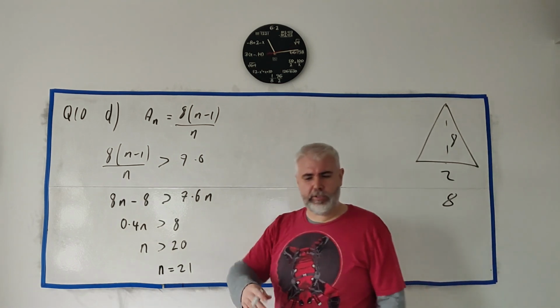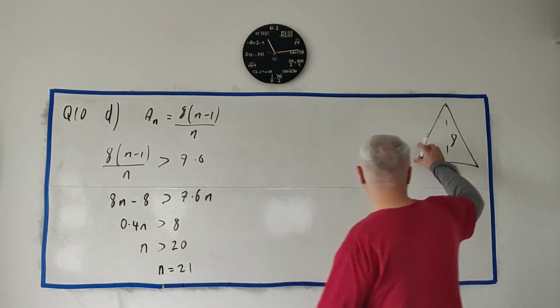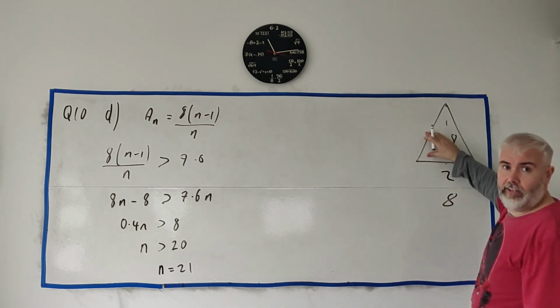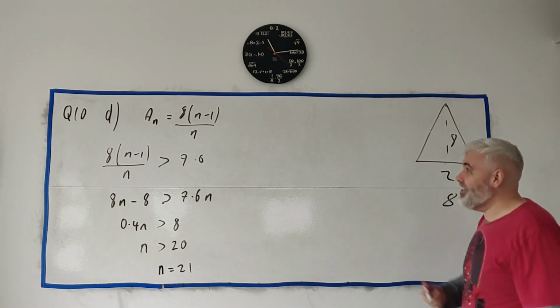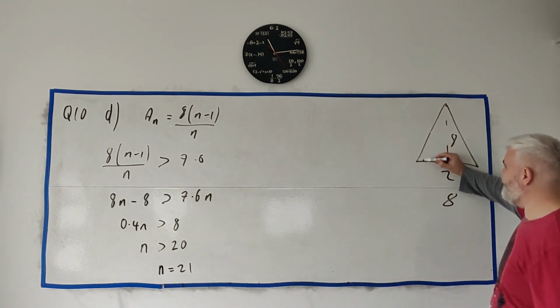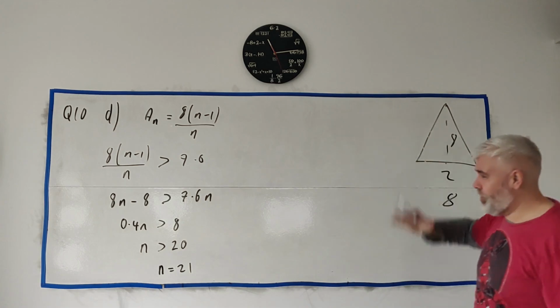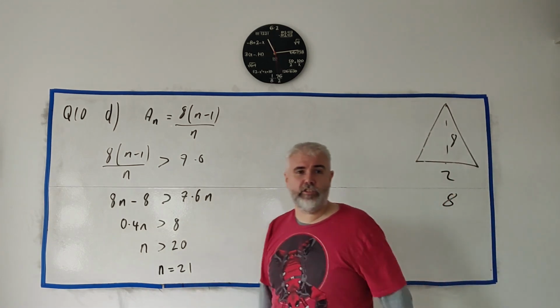For example, in the previous part, the rectangles were bigger than the triangle. So it was always bigger than 95%. So in this question, I'd say it's probably rectangles inside the triangle or something like that. Either way, the answer is 21.